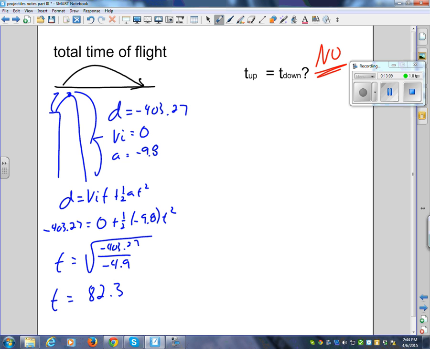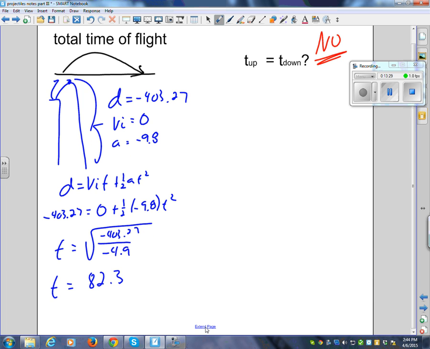82.3. It's 400 meters in the air. That's assuming that it accelerates that entire time too, and things don't. That 400 meters I need to change. I need to change it to 40. It's crazy long, but we'll just deal with it.